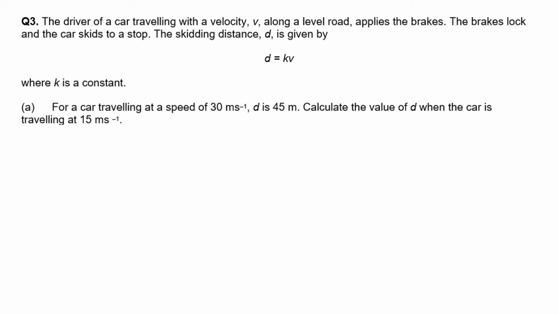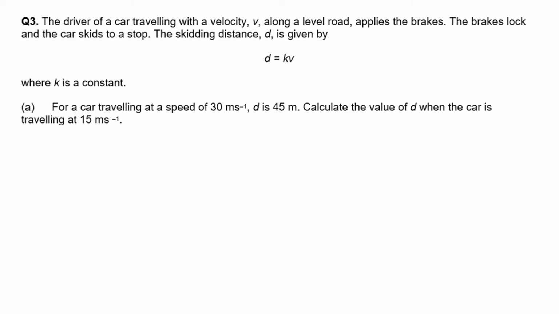So this one's looking more at relationships between different properties. So we've got that the skidding distance is directly proportional to the velocity, or d equals kv. That's what that equation tells you. And we've been given some values, so we know that when d is 45, v is 30, and we want to know d when v is 15.